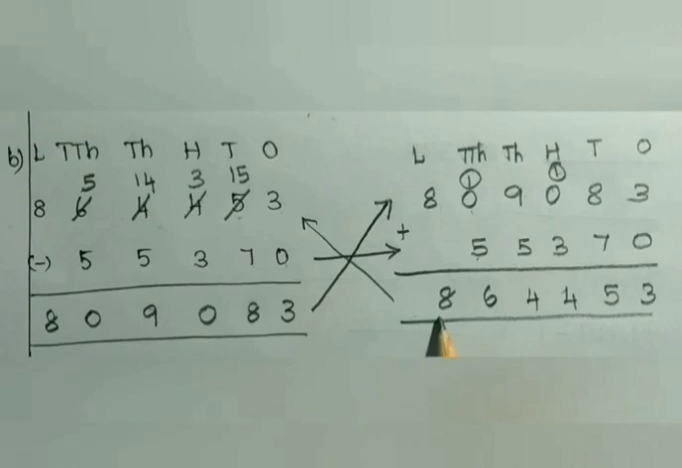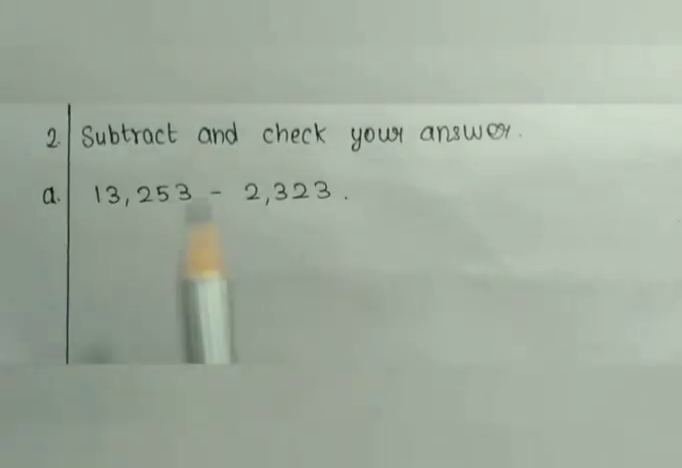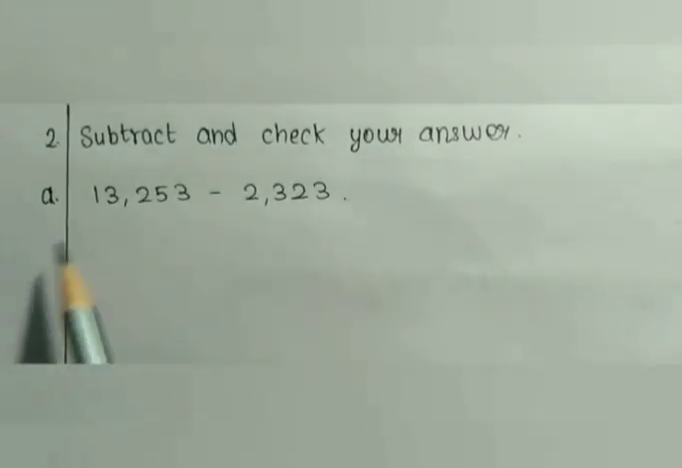864453. Here also 864453. Hence the sum is correct. Subtract and check your answer. So first of all, let us write this in columns and then subtract.